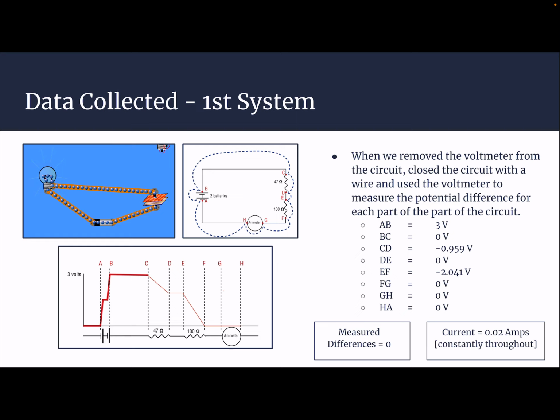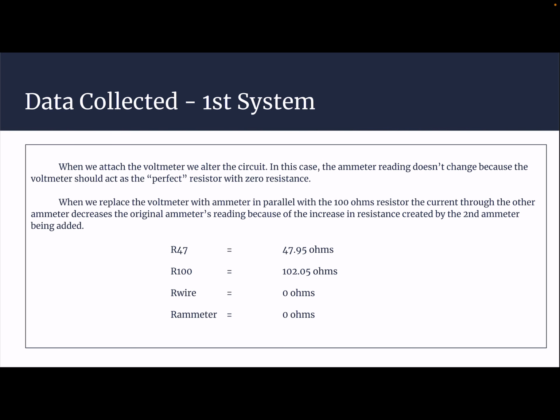Notice that when you sum the individual potential differences, the measured differences should add up to 0 because it is a closed circuit. For our case, our measured differences do add up, so we know that we are on the right track. A couple of observations from our experiment is that from the results, we can calculate the resistance of each of the following circuit elements. The 47 ohm resistor equals 47.95 ohms, the 100 ohm resistor equals 102.05 ohms, the wire resistance equals 0 ohms, and the ammeter resistance equals 0 ohms.